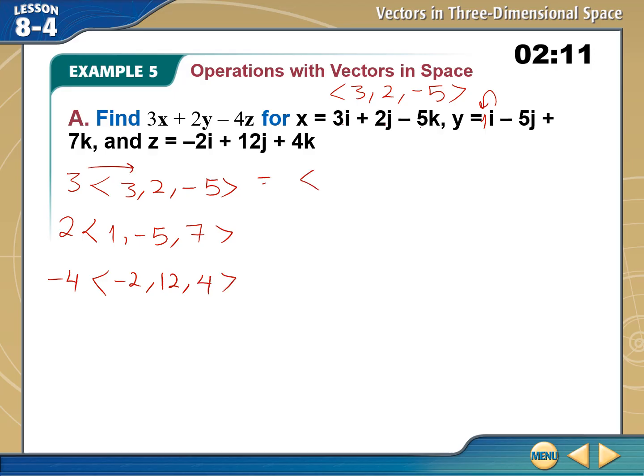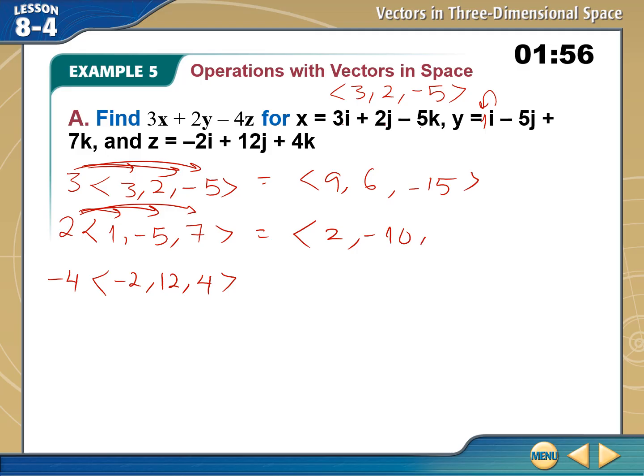3 times 3 is 9, 3 times 2 is 6 and 3 times negative 5 is negative 15. Similarly, 2 times 1 is 2, 2 times negative 5 is negative 10 and 2 times 7 is 14. And the last is negative 4 times negative 2, 8. Negative 4 times 12, it's 48 with negative sign, and then negative 4 times 4 gives us negative 60.